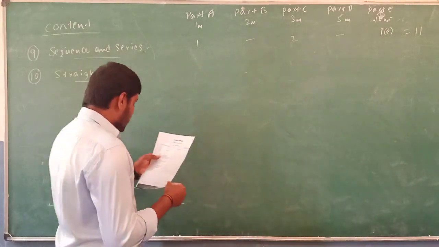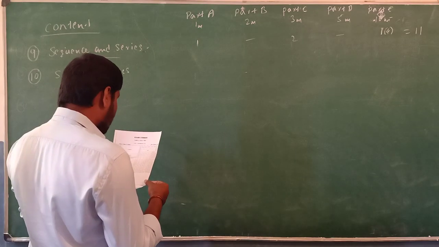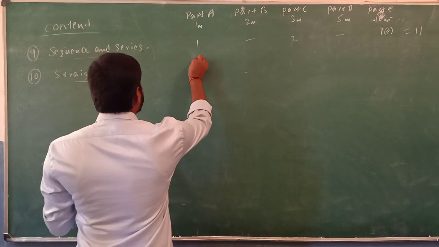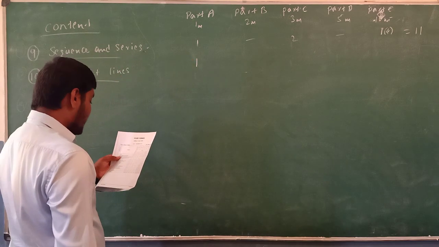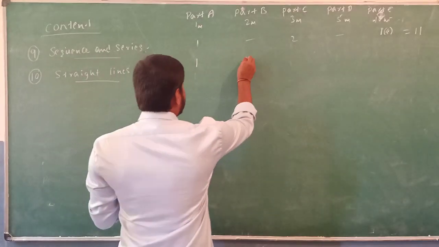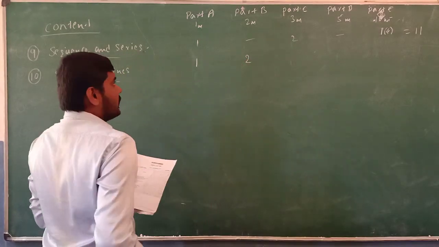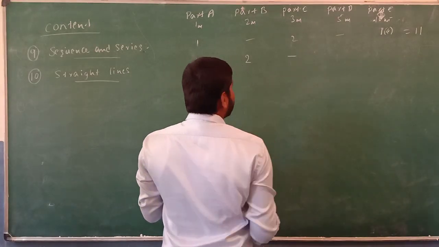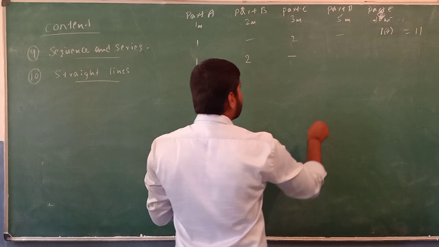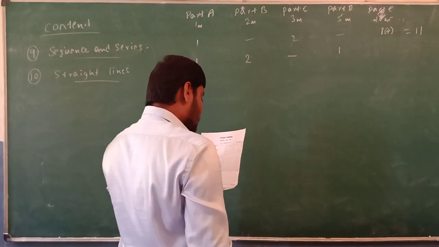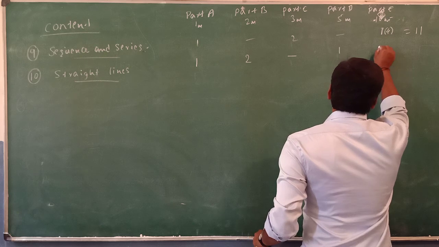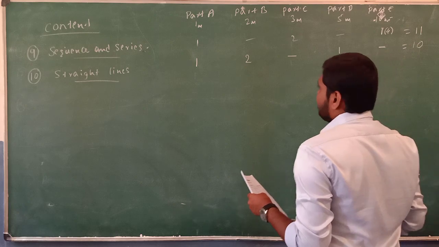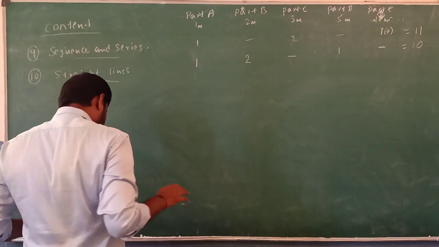The total number of marks allotted for straight lines is 10 marks. We have one question allotted for 1 mark, and two questions allotted for 2 marks in the chapter straight lines. There will be no question allotted for 3 marks, and there will be one question allotted for 5 marks. There will be no question allotted for 10 marks, and the total number of marks is 10 marks from the chapter straight lines.